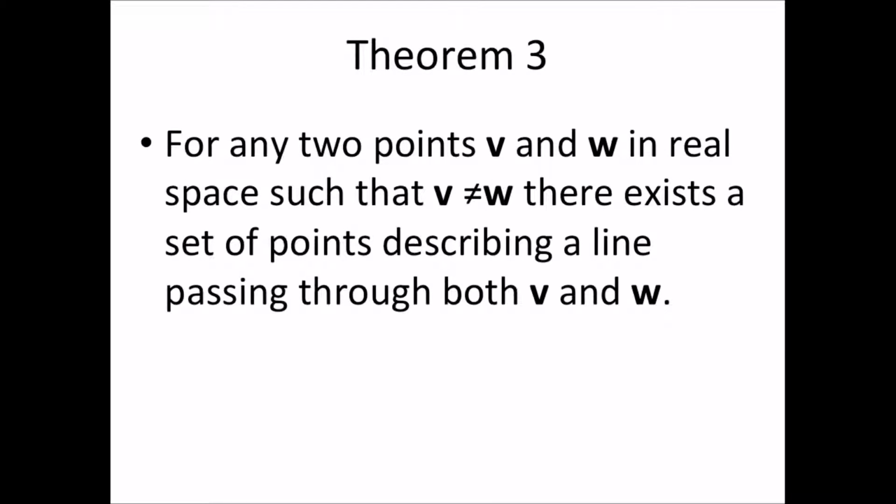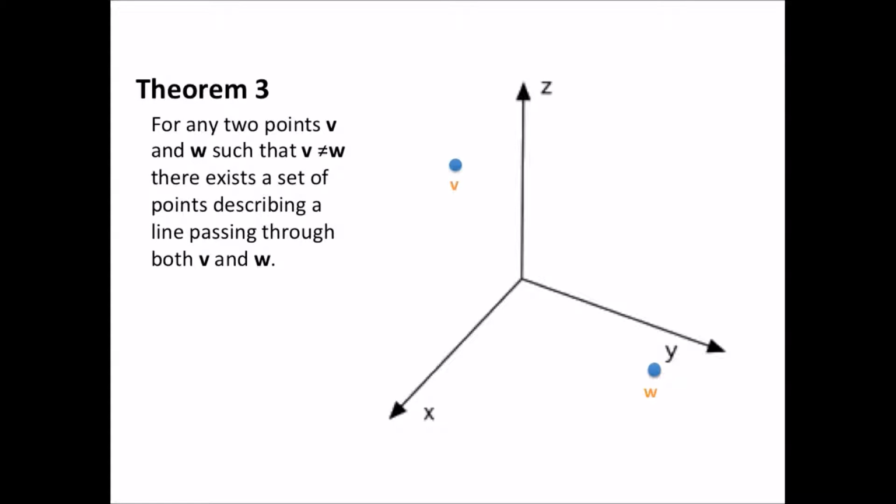Theorem 3. For any 2 points, V and W in real space, such that V does not equal W, there exists a set of points describing a line passing through both V and W. For all intents and purposes, we will be talking about 3 space. So, we have our points V and W, and they can be anywhere within 3 space, but arbitrarily we will put them as shown right here.